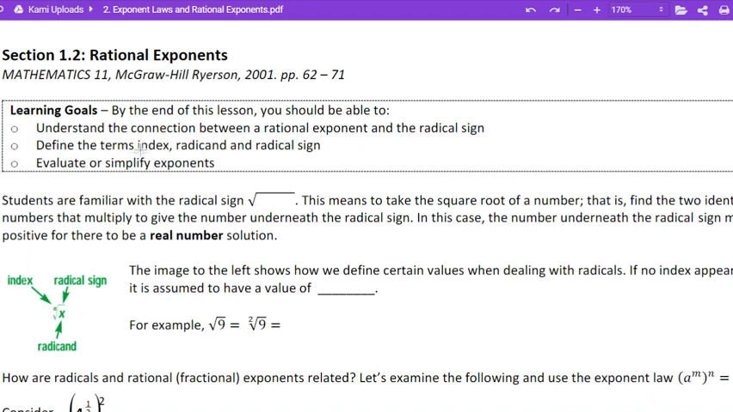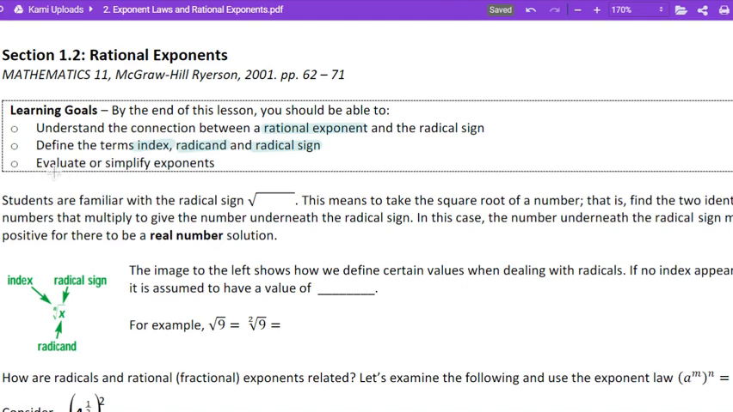So we've got the terms index, radicand, and radical sign, as well as rational exponent. So if you're making your list of terms, those are 3 to 4 terms to add.